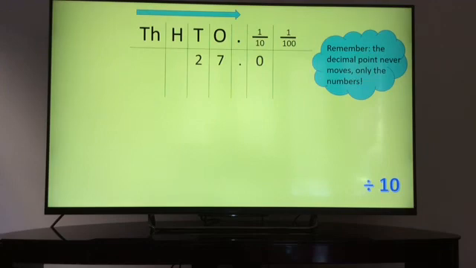Let's get moving. First of all, remembering the decimal point does not move. So, our number sentence, 27 divided by 10. There's our decimal point staying where it is. The 0 moves across one place to become 0 hundredths. The 7 moves across to the tenths to become 7 tenths, and the 2 moves across one place to the ones to become 2 ones. So 27 divided by 10 is 2.70, or we can say 2.7.